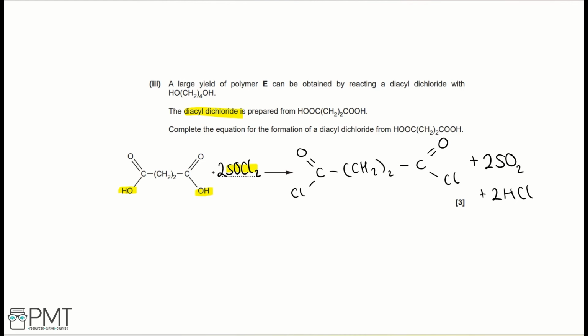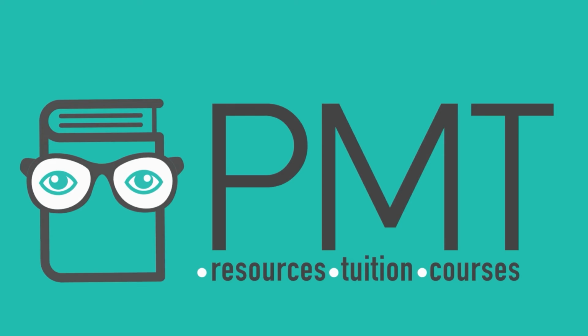So to get the 3 marks for this question, you get a mark for writing SOCl2 as your reagent. You get a mark for the correct structure of your diacyl dichloride, and then you get your third and final mark for correctly balancing the rest of the equation.